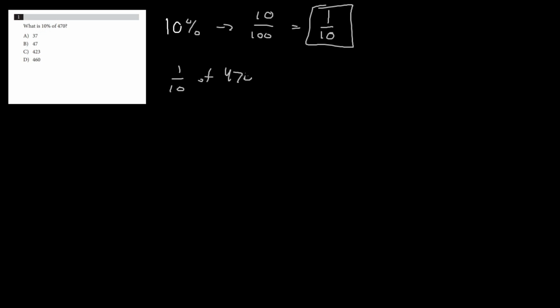Okay, so first one, we want to find 10% of 470. 10% is the same thing as 10 over 100 or 1 over 10, so we want to find 1/10 of 470. And 1/10 is the same as just dropping a 0, so 1/10 of 470 is going to be 47.